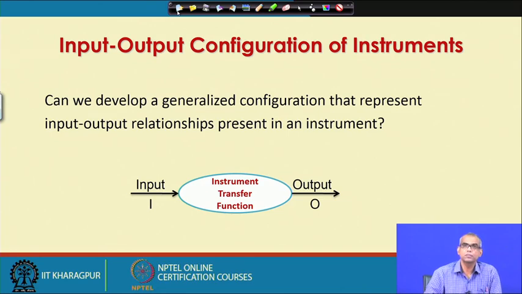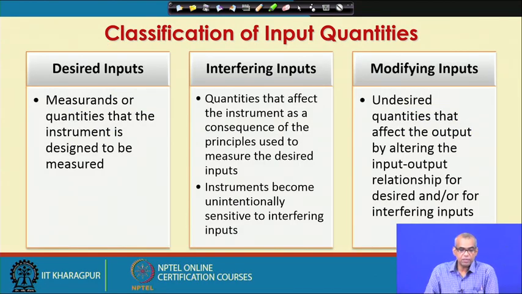So, we will make use of this concept a little later in this lecture. Now, let us classify various inputs that an instrument intentionally or unintentionally receives while it measures a quantity of a medium. Desired inputs are those inputs for which the instrument has been specifically designed. So, measurements or quantities that the instrument is designed to measure are desired inputs.